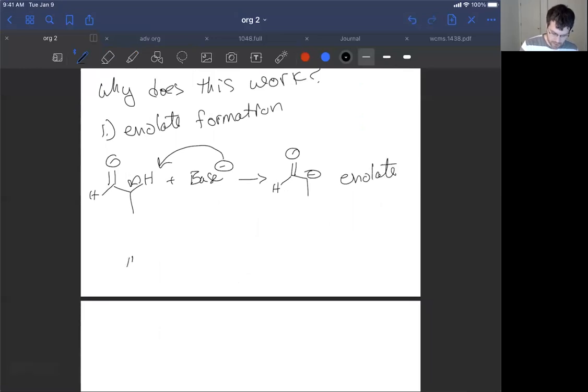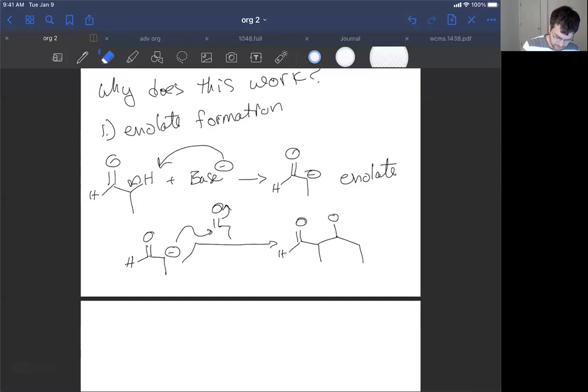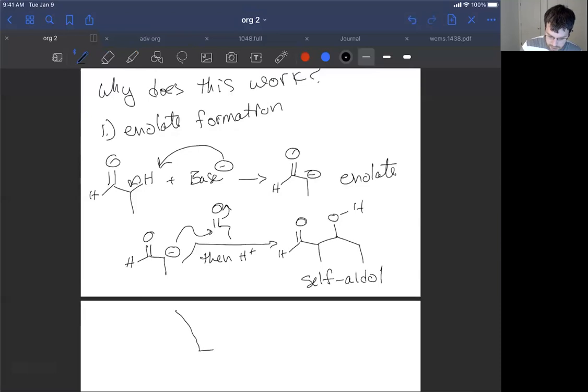Now, just like before, this enolate has two opportunities. It can react with itself, and let's go ahead and just let it get protonated. It can react with itself to make a beta hydroxycarbonyl through a self-aldol reaction, or it can react with benzaldehyde. I'm going to put that carbonyl on the opposite side so you can see it a little better.